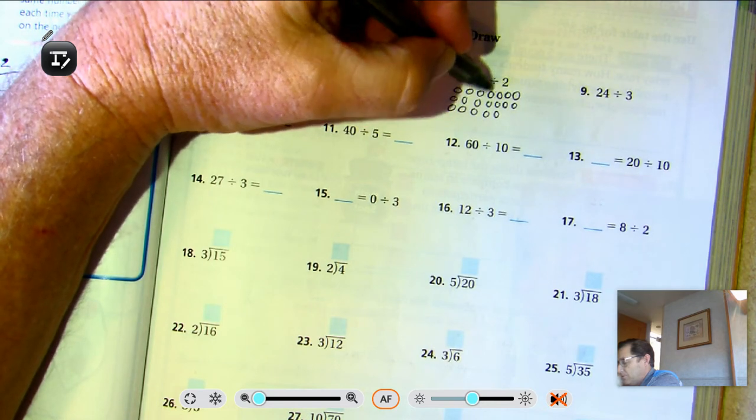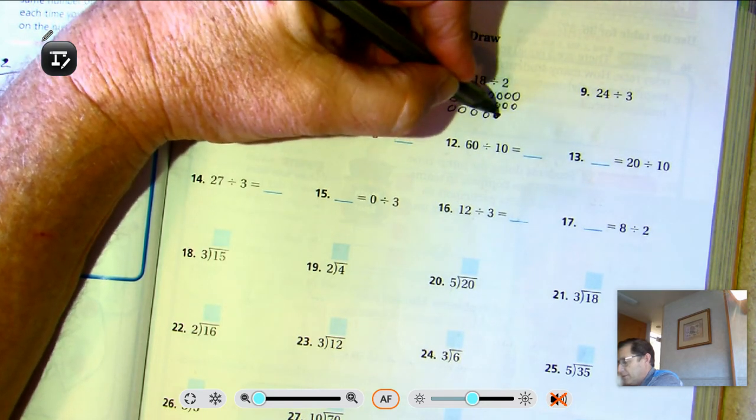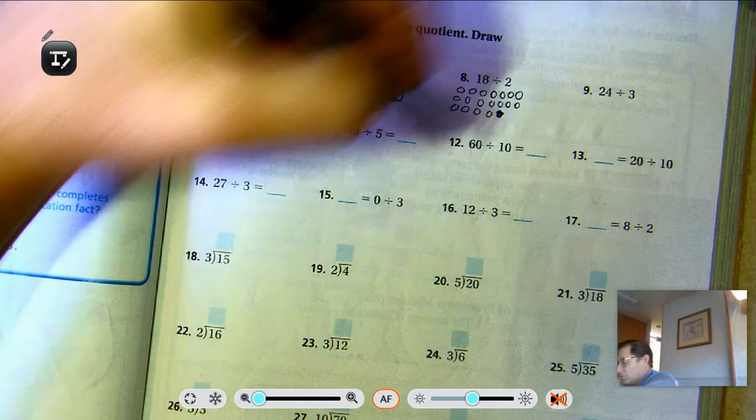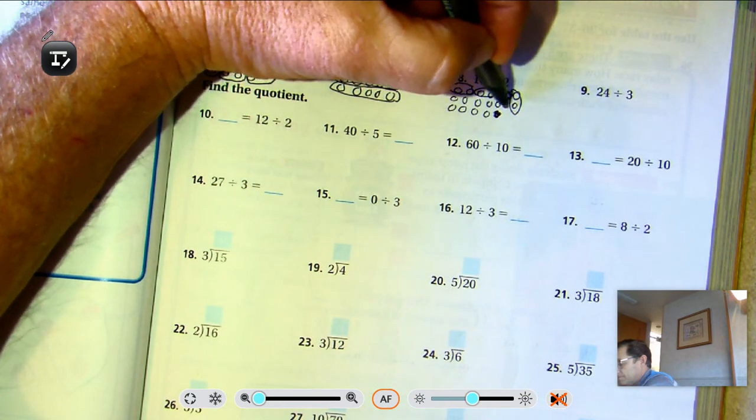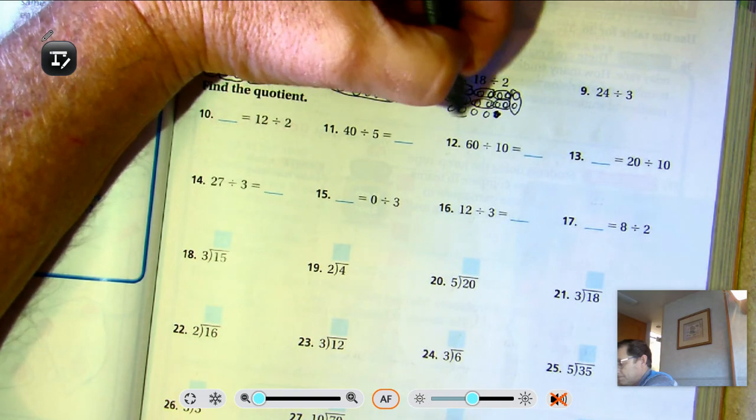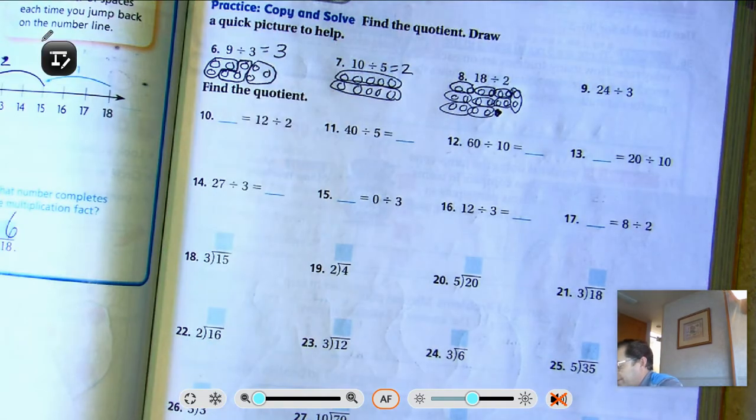3, 6, 9, 12, 15. Oh, I got too many. Okay, 18. And circle groups of 2. All right, so we have 3, 6, 9.